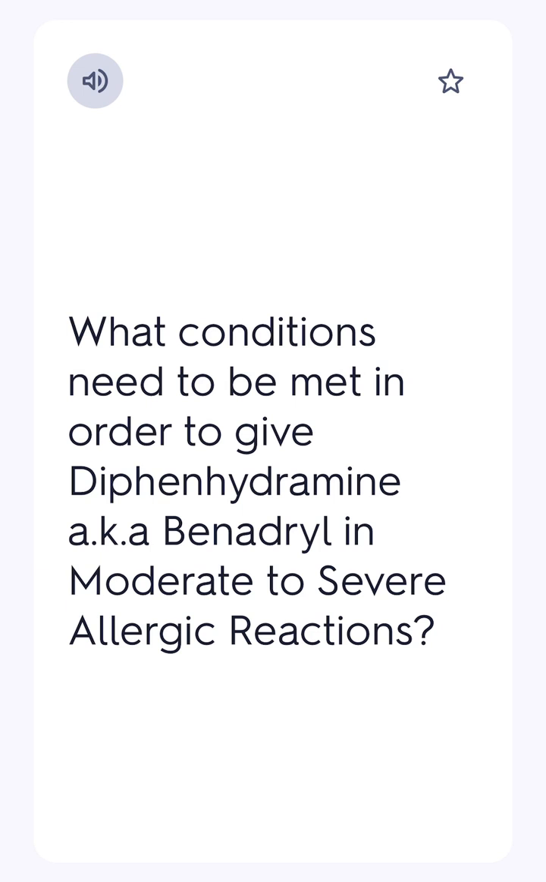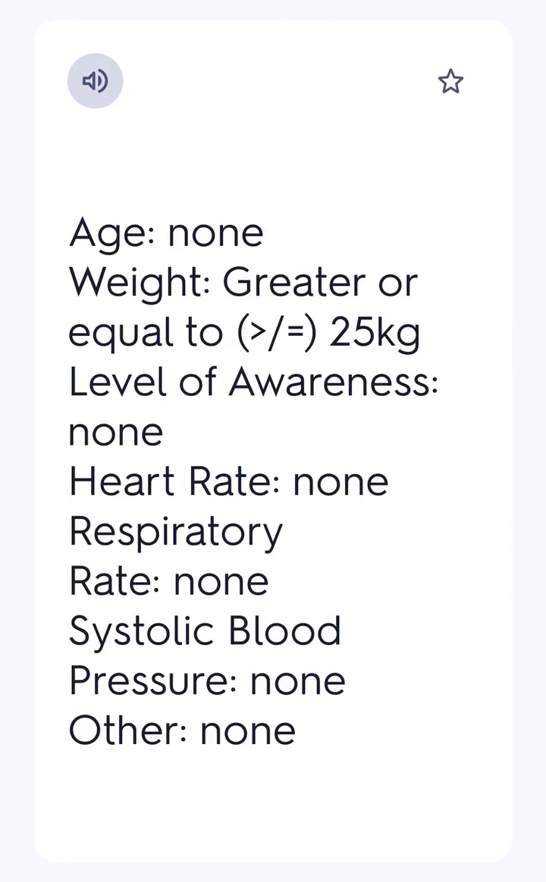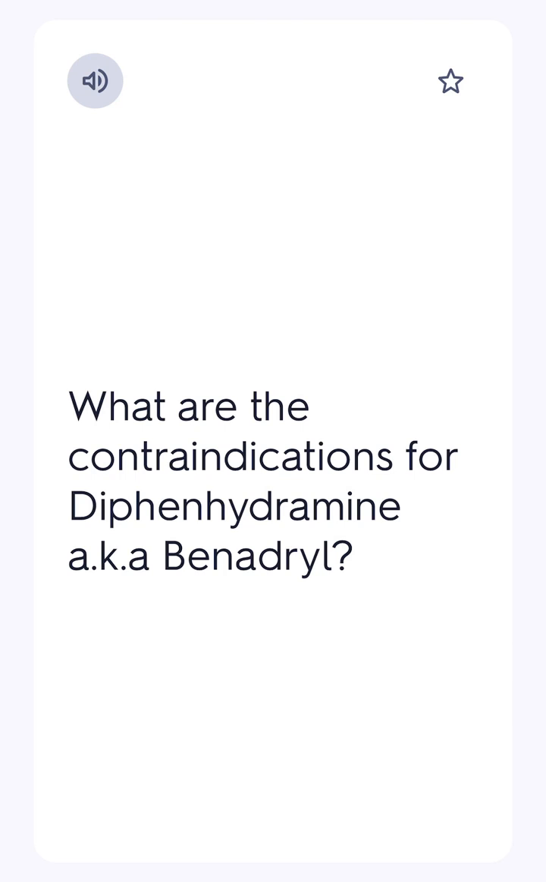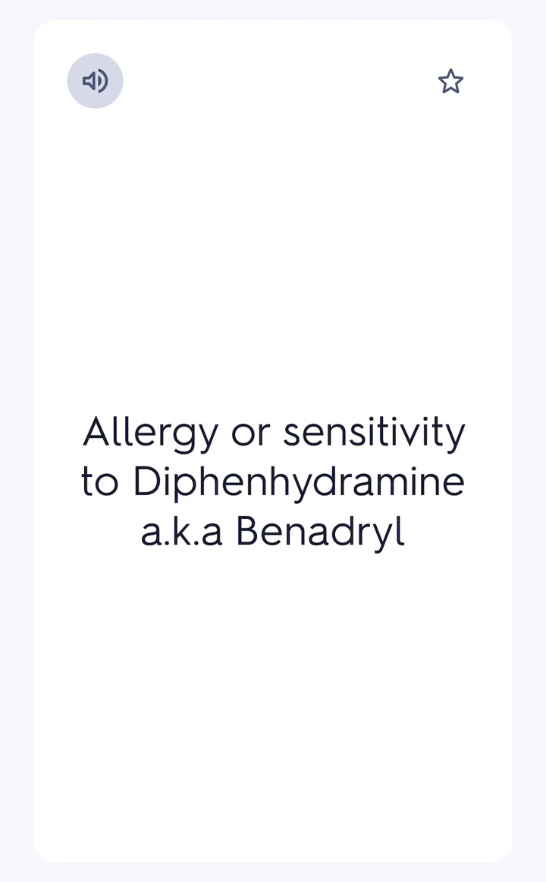What conditions need to be met in order to give diphenhydramine aka Benadryl in moderate to severe allergic reactions? Age, none. Weight, greater or equal to 25 kg. Level of awareness, none. Heart rate, none. Respiratory rate, none. Systolic blood pressure, none. Other, none. What are the contraindications for diphenhydramine aka Benadryl? Allergy or sensitivity to diphenhydramine aka Benadryl.